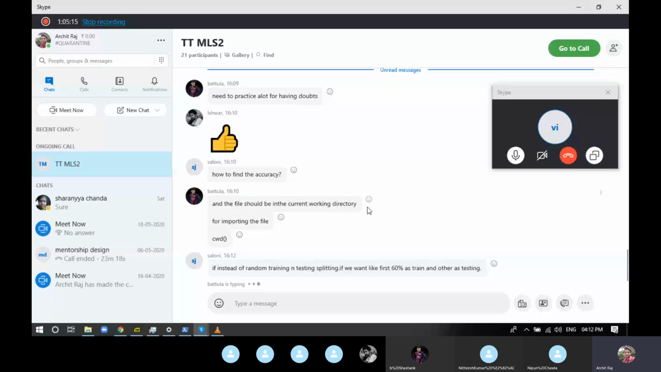Instead of random training and testing, we want to select the first 60%. Okay, that's possible. We can do that. But there is a case when it happens. Just imagine we have a data set of 10 people, in which the first 5 are males and the second 5 are females. The data set is completely fine. It has an equal amount of data, but it's clubbed together: the first 5 are males only and the second 5 are females only.